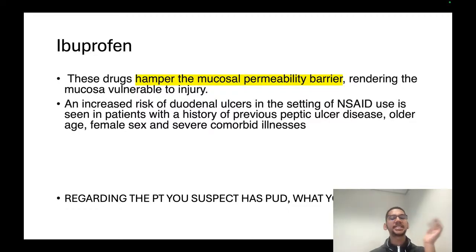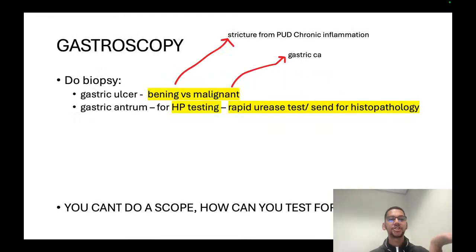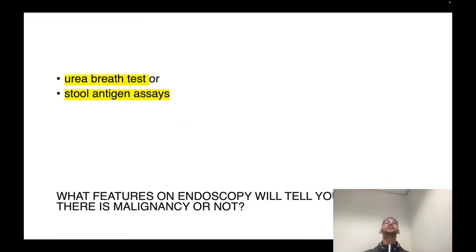Now, regarding the patient that you suspect has peptic ulcer disease, what are you going to do? Obviously, we're going to do a gastroscopy as well as a biopsy. For the gastric ulcer, to detect whether it's a benign or a malignant ulcer, and also a biopsy of the gastric antrum for H. pylori testing. This would be done using a rapid urease test, or we can also send it for histopathology. So what if you can't do a scope? How can you test for H. pylori infection? You can do the urea breath test or stool antigen assays.